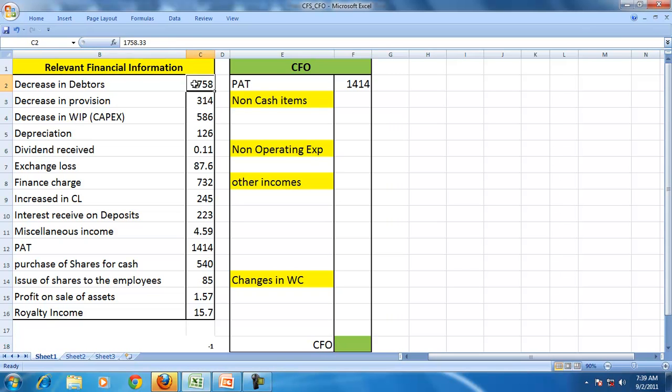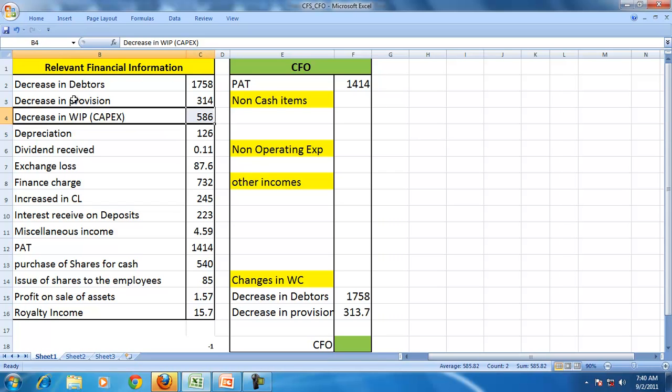So the decrease in debtors is a change in working capital. Decrease in working capital means you are collecting money from the debtors, so it will be added to the PAT. Decrease in provision is a decrease in current liability, okay. Then capex: capital expenditure is treated as an investment decision, not operating, so that is not relevant for calculating the CFO.